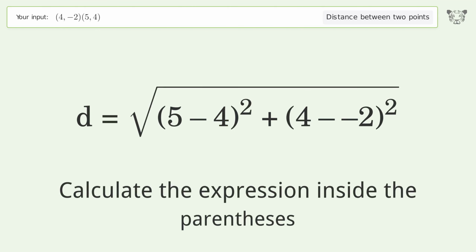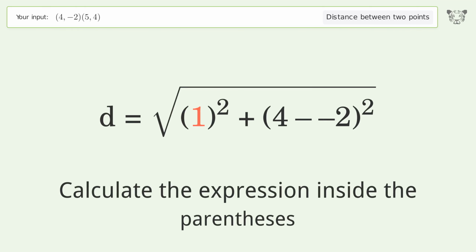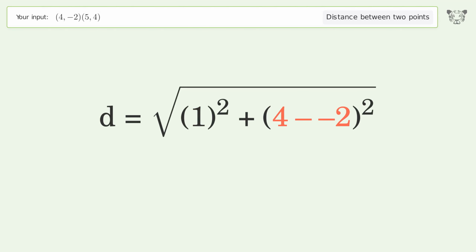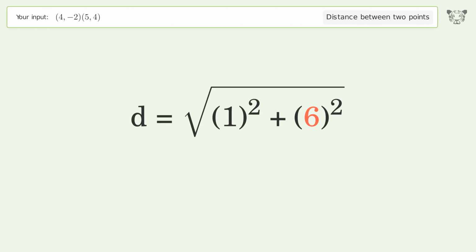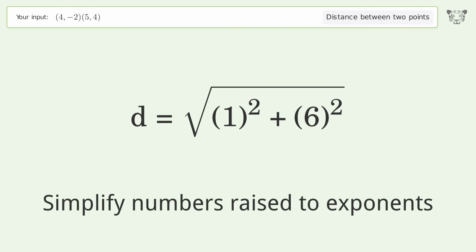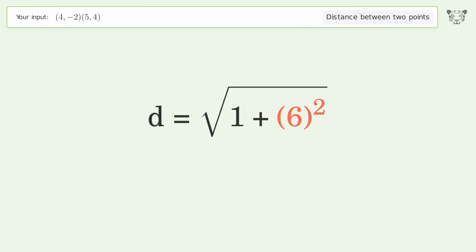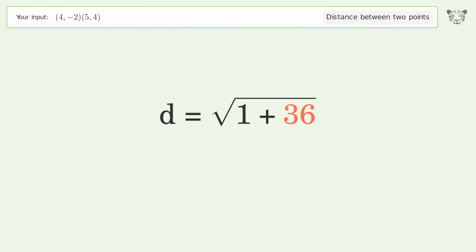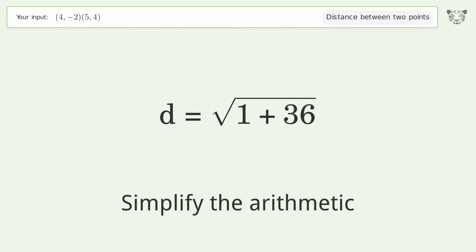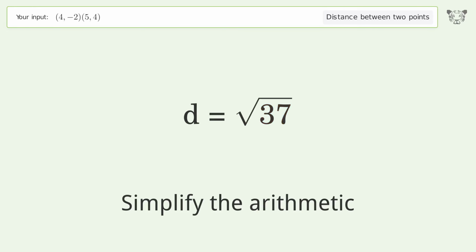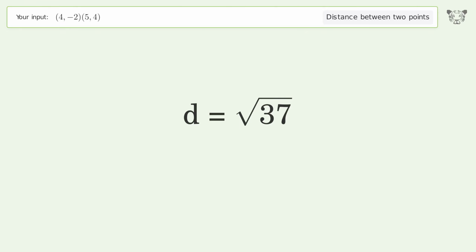Calculate the expression inside the parentheses. Simplify numbers raised to exponents. Simplify the arithmetic. And so the distance between the 2 points is the square root of 37, or 6.083.